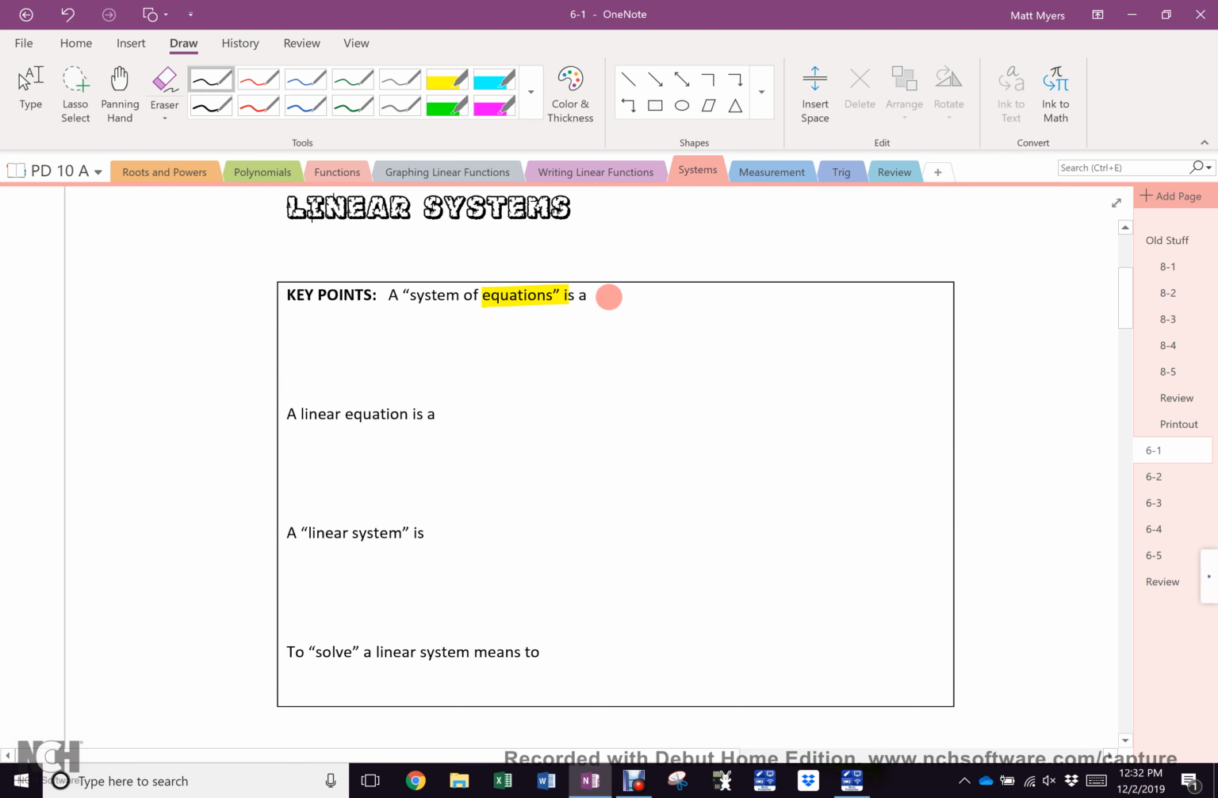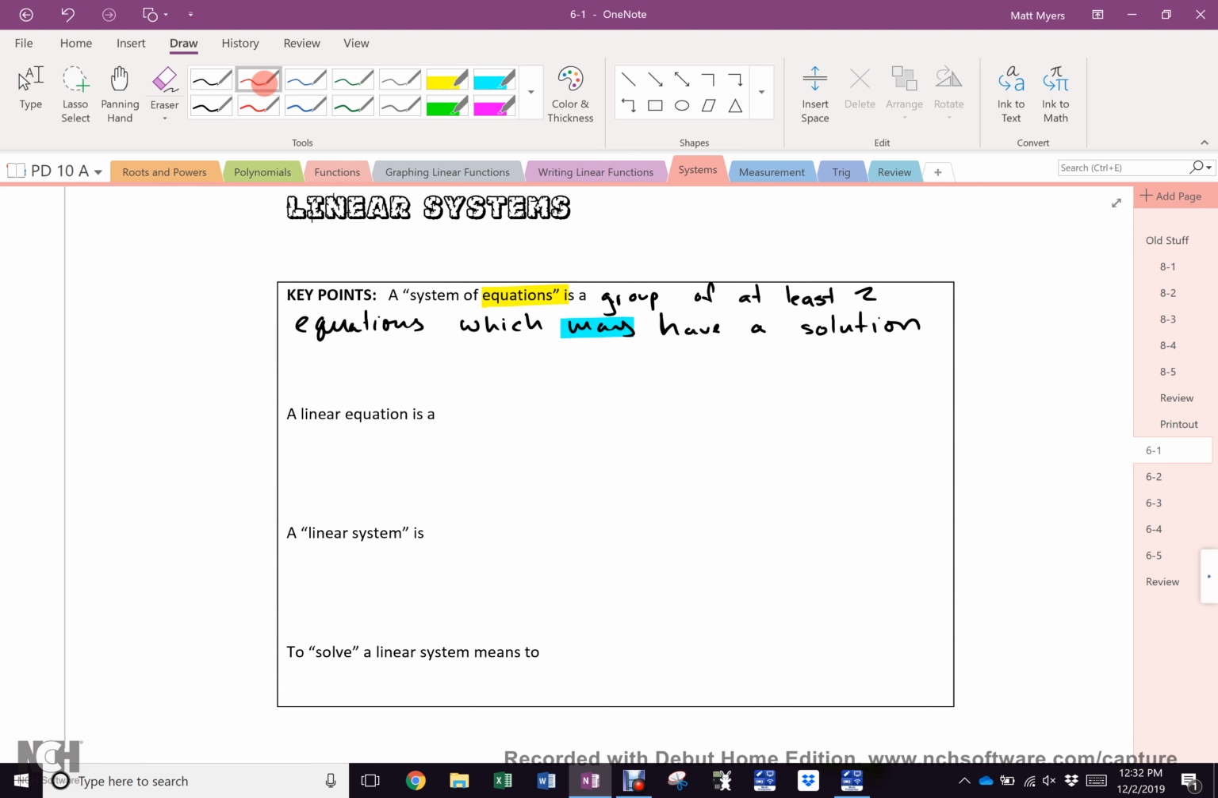A system of equations is a group of at least how many? 2 equations which may, and please underline or highlight may, which may have a solution. Not a solution, a solution. Why have I said may? You're about to find out.